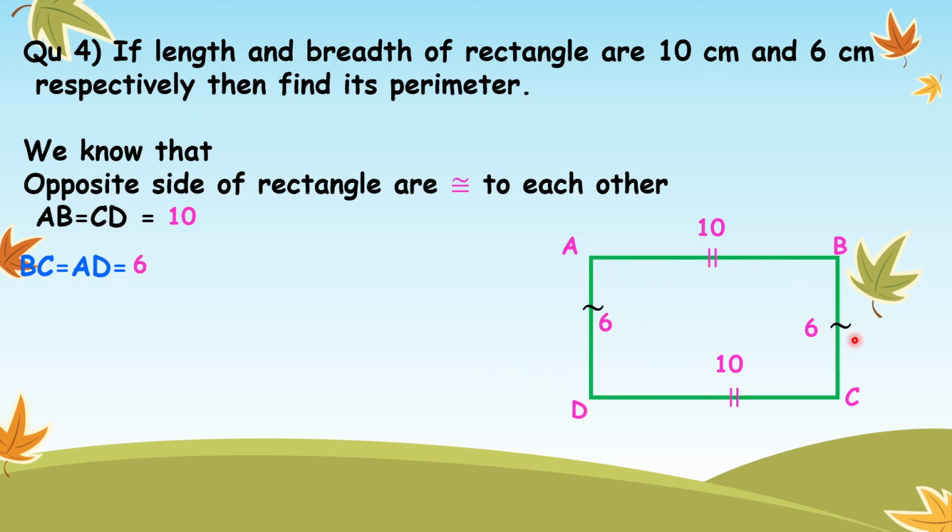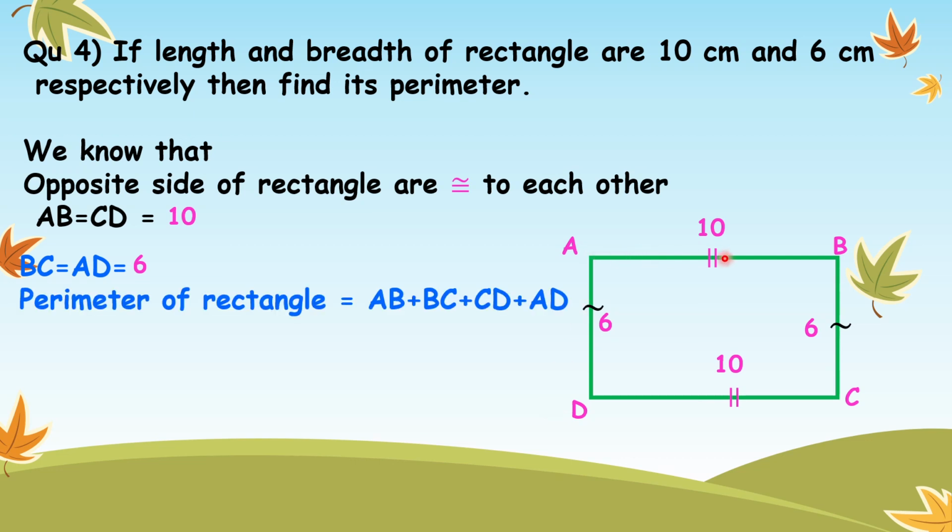Now perimeter is nothing but the sum of all its sides. Therefore perimeter of rectangle ABCD is nothing but side AB plus side BC plus side CD plus side AD. But AB is given 10, BC is given 6, CD is given 10 and AD is given 6. So 10 plus 6 plus 10 plus 6, and the sum of all these is equal to how much? 32 centimeter.